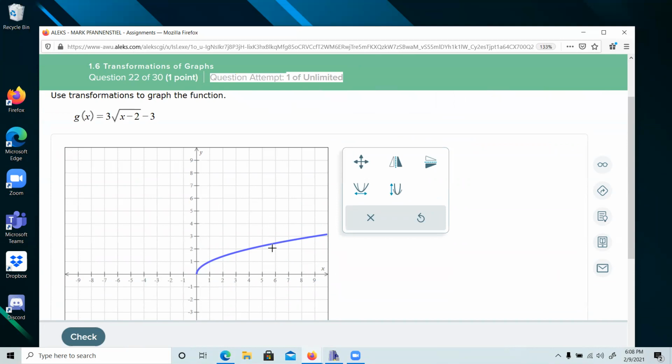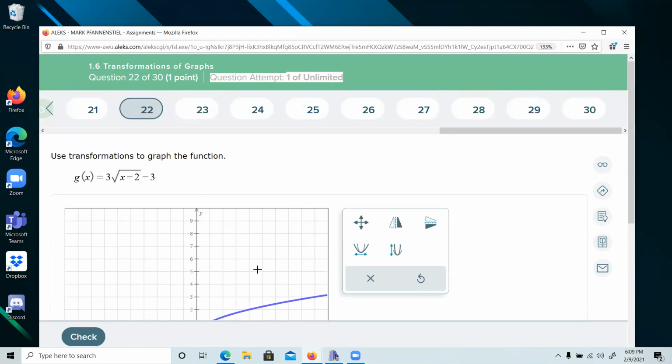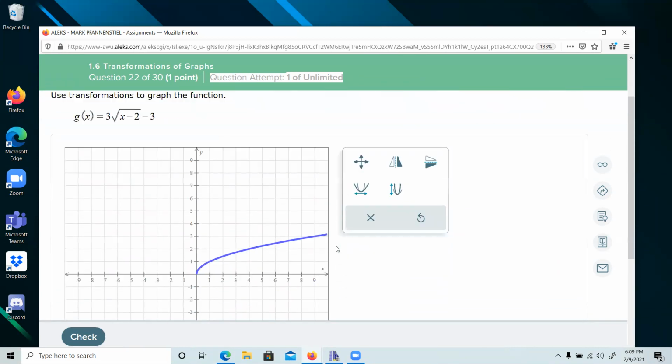Okay. Kind of looks like a x squared, or not x squared. Kind of looks like a square root. All right. Oh, we don't have to do that this time. Okay. Well, we're going to move 2 units to the right. Okay. Now we're going to stretch this thing. How are we stretching?